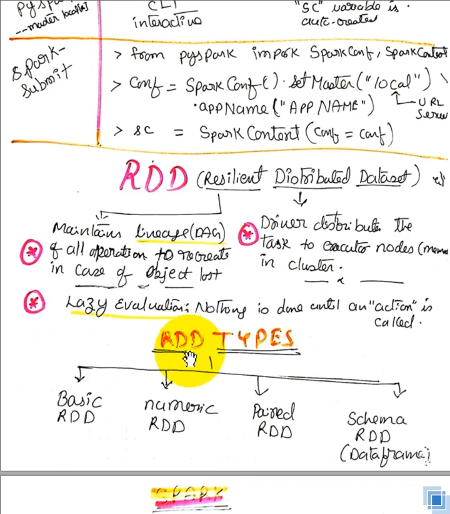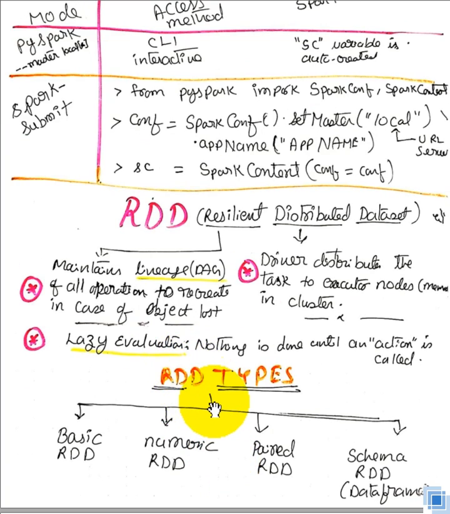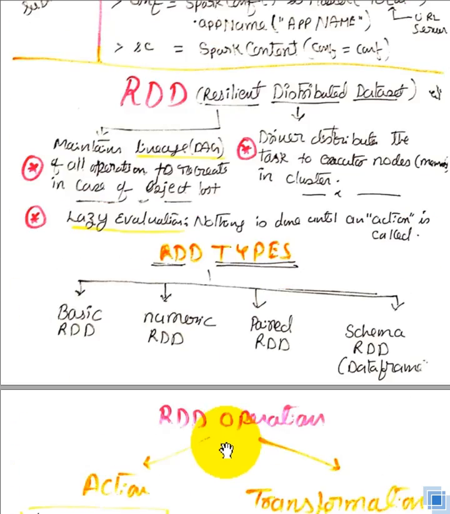So at the very basic level, there are different types of RDDs, but we will focus on four main categories. One is the basic RDD, numeric RDD, paired RDD, and schema RDD. In the real world, you would use paired RDD and schema RDD, which is also called data frames. 80% of the time you would use these two types of RDDs. So first we'll start with basic RDDs. We'll see some activities on the data. So let's jump onto that.